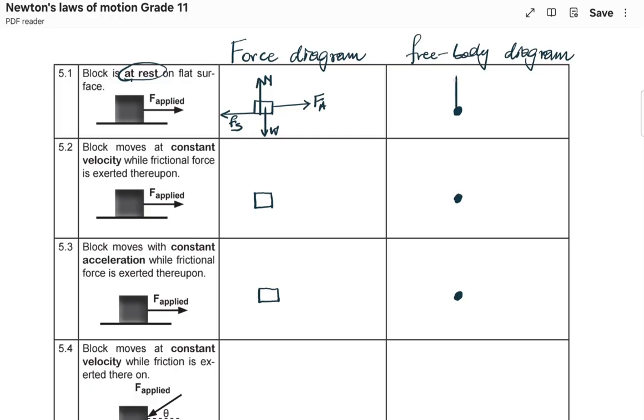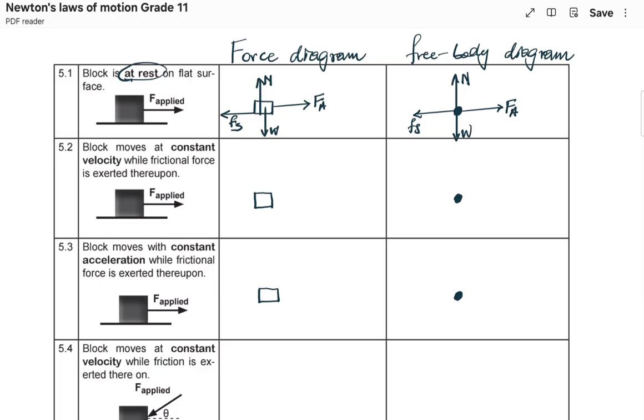Let me have, this one is the normal. I will be having the force applied, more or less this, the static frictional force, and the force applied must be in the opposite direction.